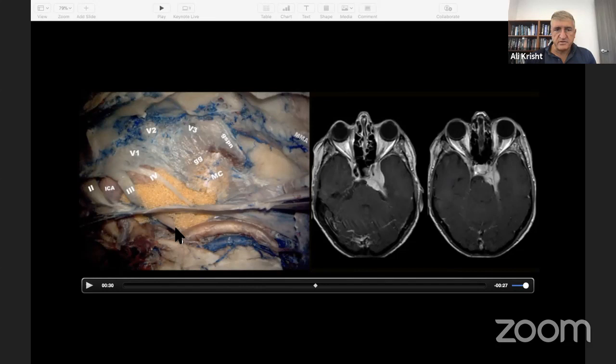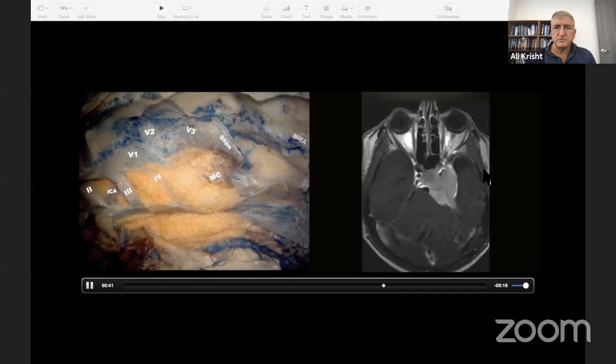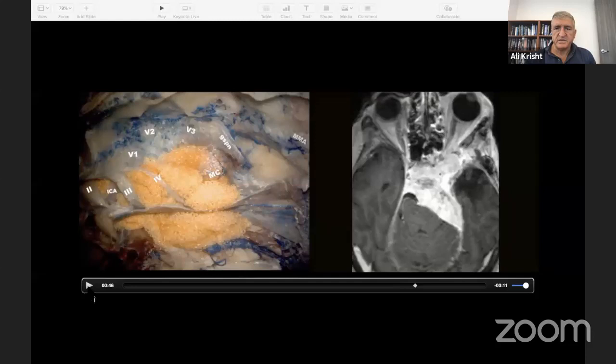This is the third nerve. You see the third nerve is still on the surface, fourth nerve on the surface, V1, V2 are on the surface. The tumor sneaks into Meckel's cave region, and then as they get bigger, they start going along the tentorium, and then through the superior leaflet of the tentorium into the middle fossa, like you see here. And eventually they can become more extensive.